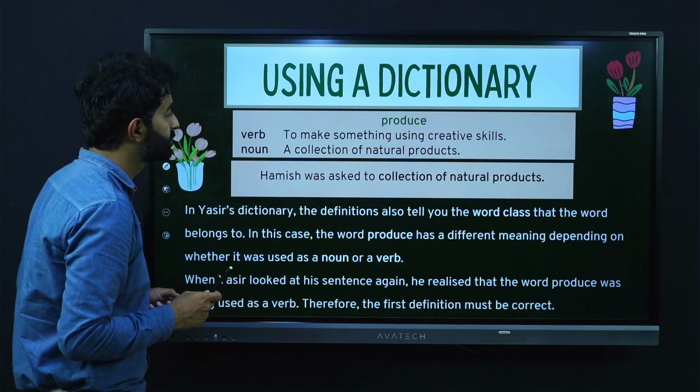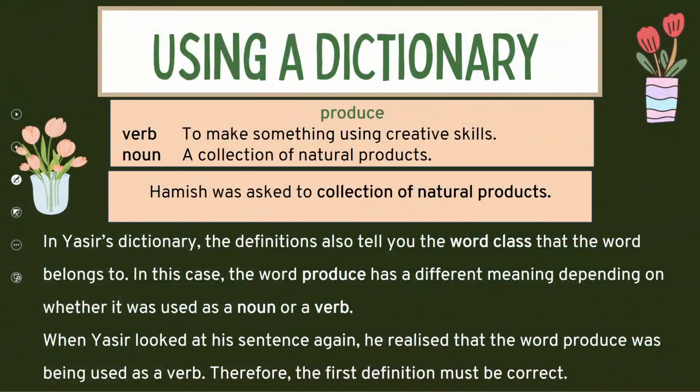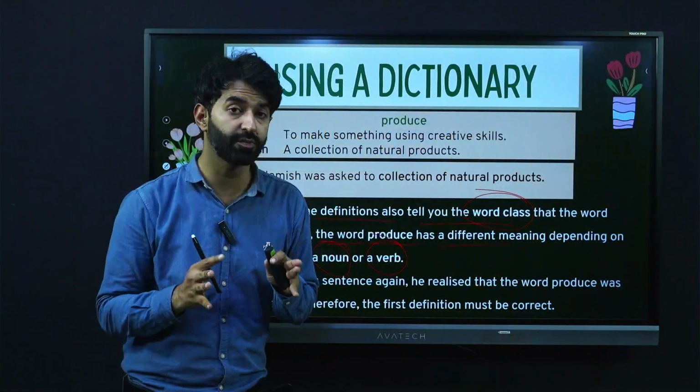Now, you can see in Yasser's dictionary, the definitions also tell you the word class that the word belongs to. In this case, the word produce has a different meaning depending on whether it was used as a noun or a verb. So, when Yasser looked at his sentence again, he realized that the word produce was being used as a verb. Therefore, the first definition must be correct.